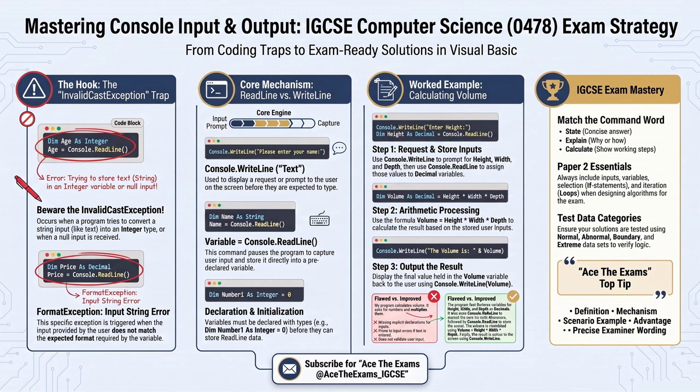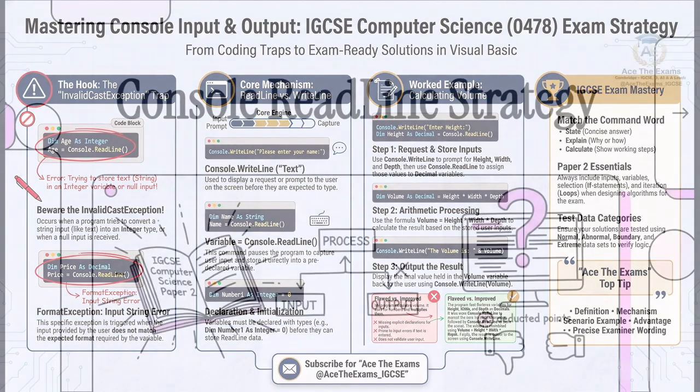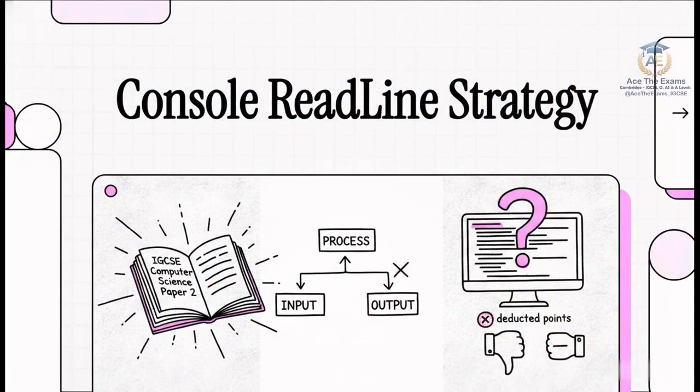Picture this. You open your Cambridge IGCSE Computer Science Paper 2 exam. You're feeling good. You write out a perfectly logical program and you think, nailed it, maximum marks. But the second the examiner actually looks at your code, they immediately deduct points. Why? All because of one silent trap you probably didn't even realize you fell into.